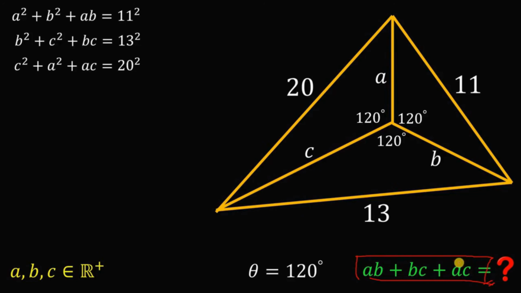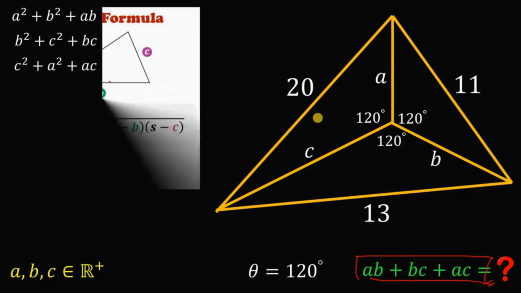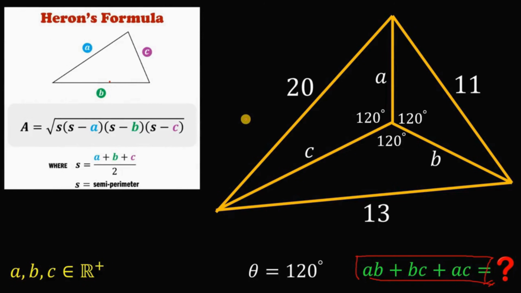But this is now easy to solve. Now, what we're going to do here is to get the area of this triangle. In order to get the area of this triangle using its sides, we will use Heron's formula. Using Heron's formula, the area A equals the square root of S multiplied by S minus A multiplied by S minus B multiplied by S minus C, wherein S is the semi-perimeter. We can now get the semi-perimeter because all of the side lengths of the triangle are given.